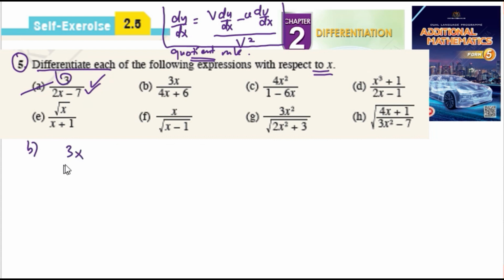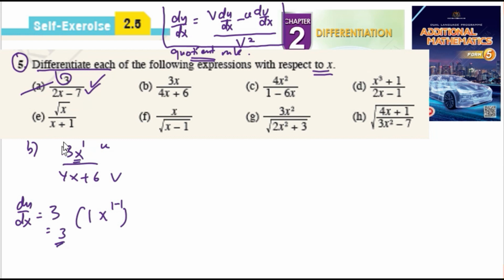So b, 3x over 4x plus 6. The top would be u and the bottom would be v. So du over dx: u is 3x, so du over dx you will get 3. Why? Because for those who don't know, x has a power of 1, so the 1 is brought forward, and 1 minus 1 gives x to the power of 0, which is equal to 1. So 3 times 1, you get 3. The fastest way is to just take the number in front of x, and we only need to take the 1 in front if we have x.